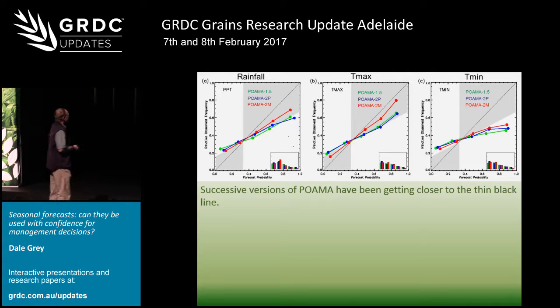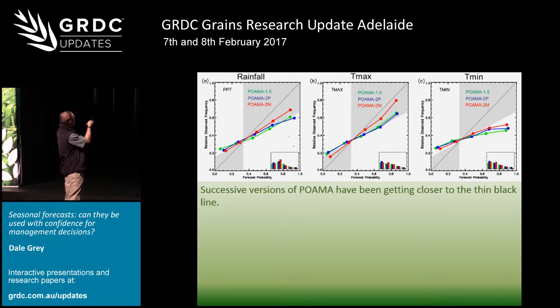Complex graphs here. Quite simply, what we're looking at here is the progression of 3 different versions of the POAMA Bureau model from about 8, 5 and 3 years ago. In green, blue and red is the most recent one. Let's not worry about the statistics. The closer you're getting to this grey line, the more skill you've got.